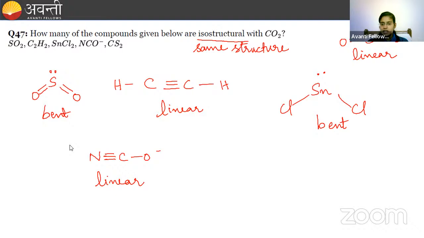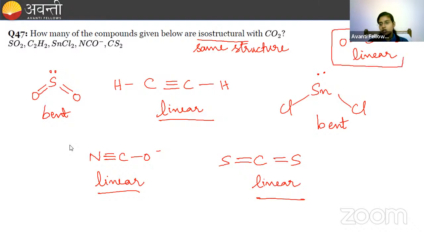Then for carbon disulfide, carbon has 4 valence electrons and it is shared with sulfur in a linear fashion. So out of these 5 compounds, 3 compounds are isostructural with the carbon dioxide molecule, which are linear. So the correct answer is 3 for this question. So 3 compounds are isostructural with CO2.